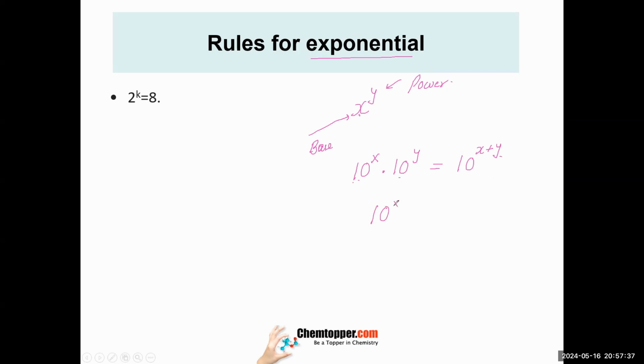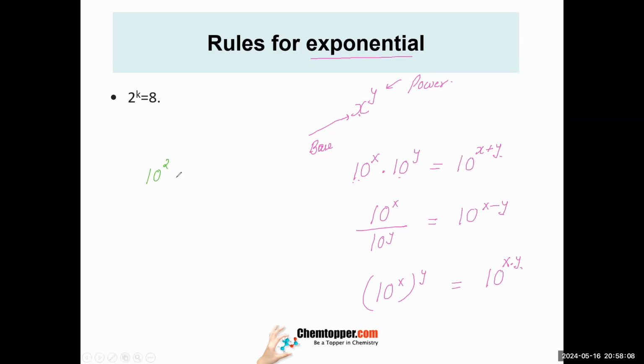If I give you 10 raised to power x divided by 10 raised to power y, this becomes 10 raised to power x minus y. If I give you 10 raised to power x raised to power y, then it will become 10 raised to power x multiplied by y. These are simple exponential mathematics. Let's practice it.